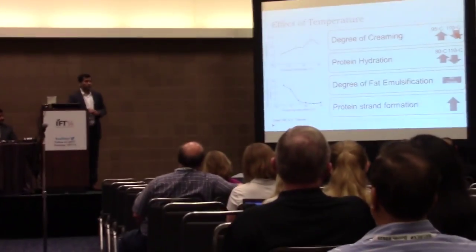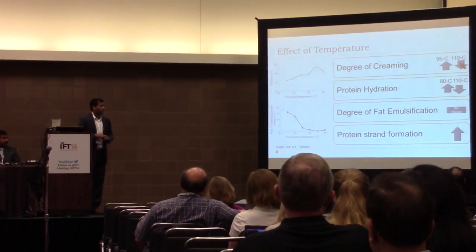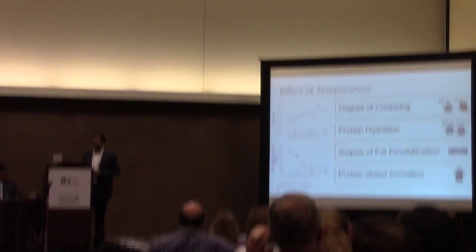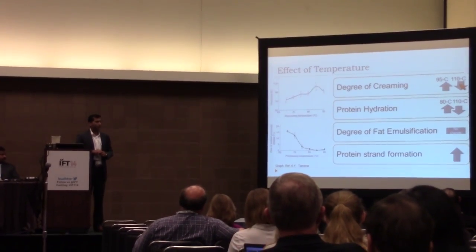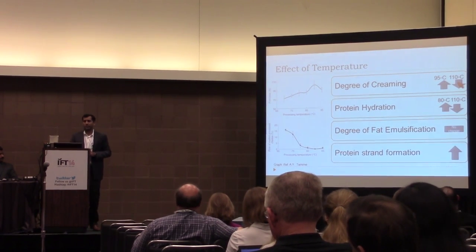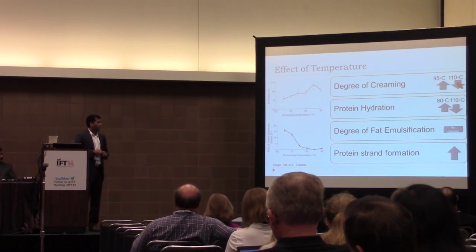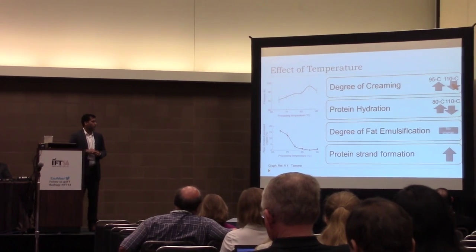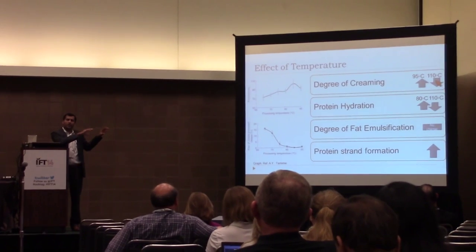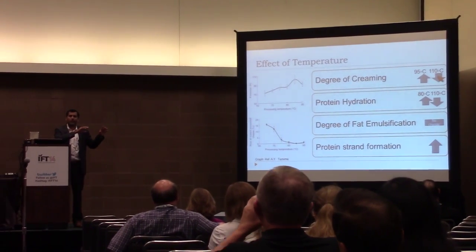Protein hydration goes up, typically up to 80 degrees Celsius, and starts going down from about 110. Degree of fat emulsification has no change. Fat globule size has no change with the temperature during processing. Protein strand formation goes up, and the protein-starch matrix builds up. These are some key parameters we aim for in equipment design.